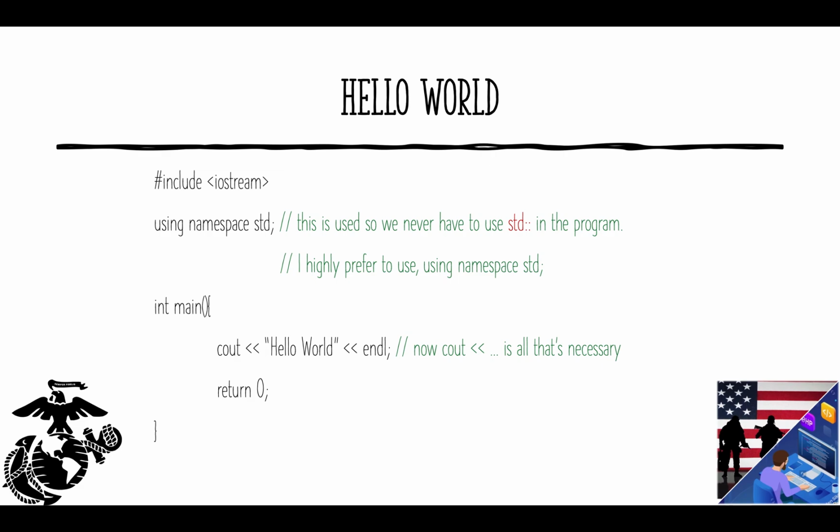So I always use what's called using namespace std. Now this has a lot of additional functionality to it, but you do not need to worry about it. The only thing that you need to understand about using namespace std is that it makes it so you do not have to put std:: in front of the cout statement. So I highly prefer that you use using namespace std. I use it, I highly recommend it, and that makes it so your std:: is not needed.